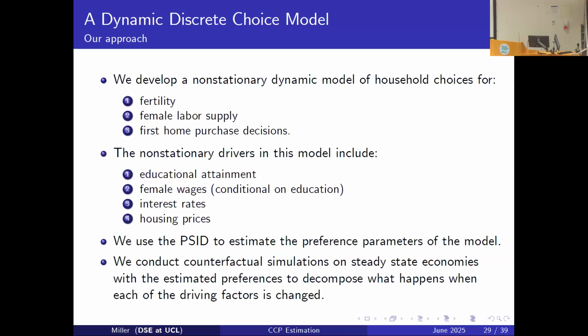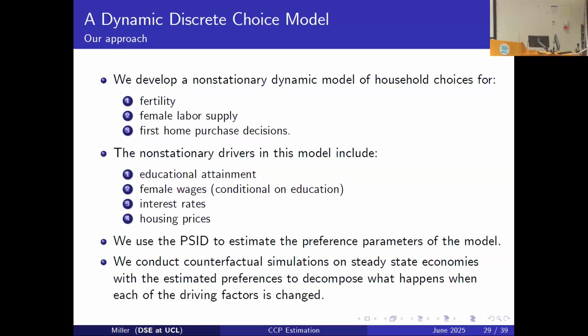Non-stationary model, clearly non-stationary. With fertility, female labour supply, and first home purchase decisions. In this world, and not just in this world, but in the US, people getting out of home ownership is pretty constant over this period. So almost all the change in home ownership is people buying them later than before. That explains probably 95% of the change in the home ownership rate.